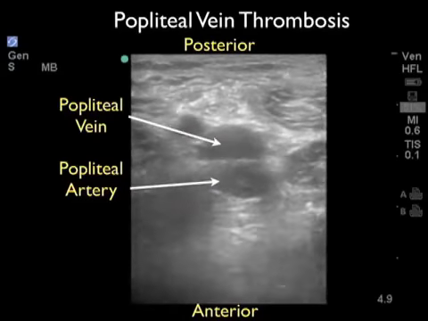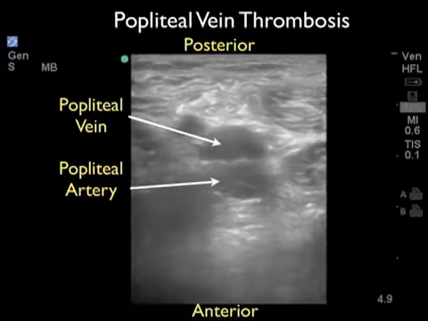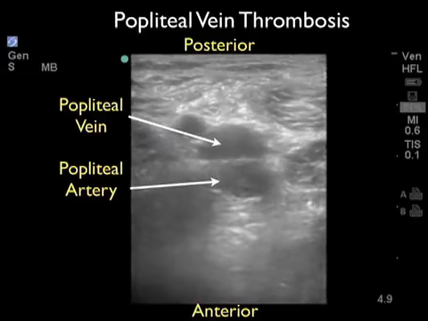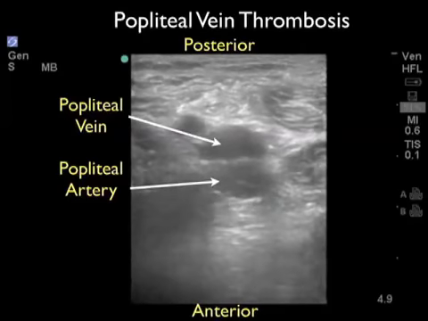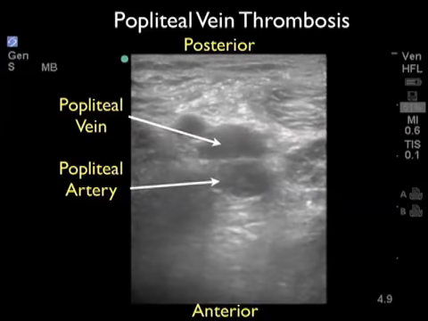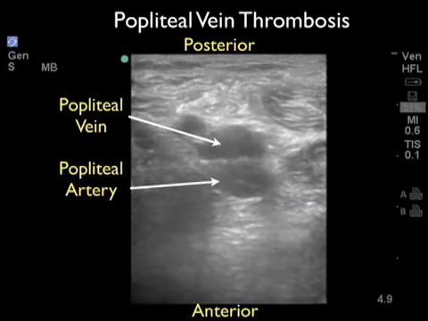Now what's interesting, in contrast to other clips in this module, we don't really identify the swirls of echogenic clot within this popliteal vein. Thus, this was an older clot that had been more organized with time, thus giving a darker appearance, more hypoechoic in nature.